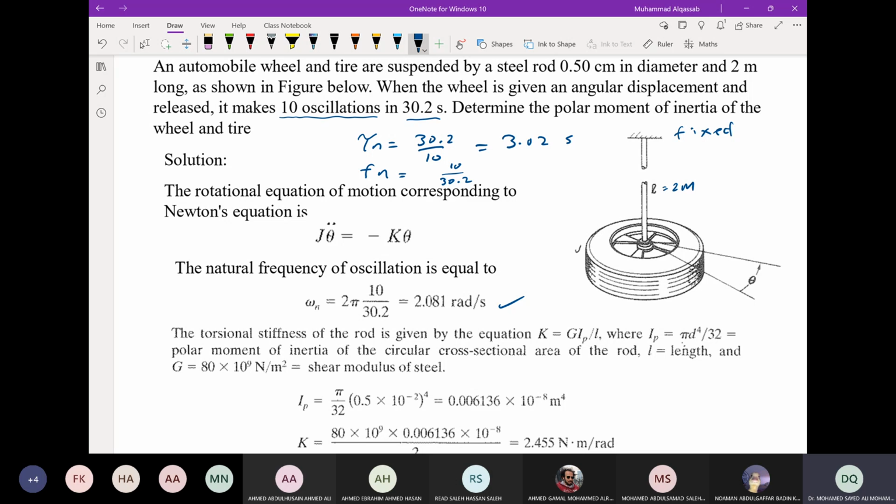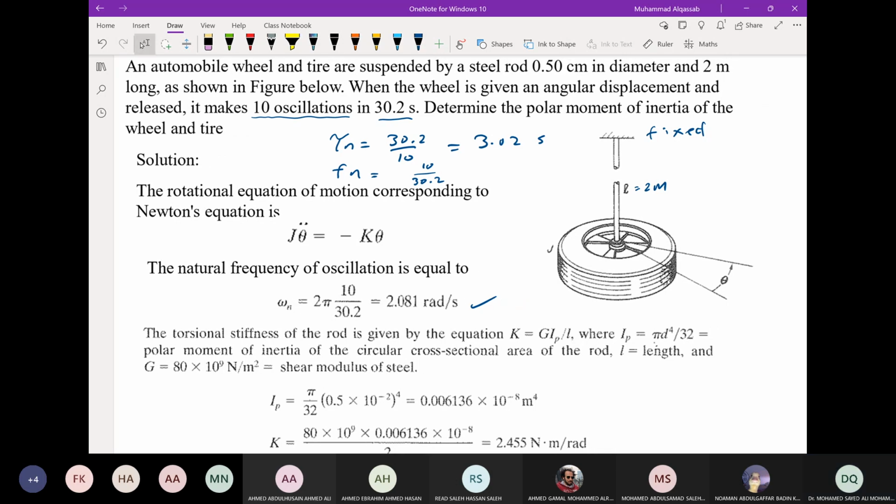So there is no direct way to measure the frequency. You measure the time, and then you can calculate the frequency from the equation of the natural frequency, taking either omega n equal to 2 pi over tau n or equal to 2 pi Fn. Okay, so this is calculated, but from experimental values.